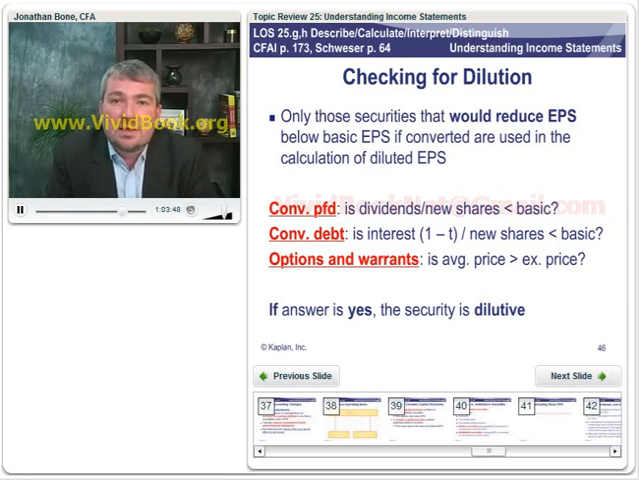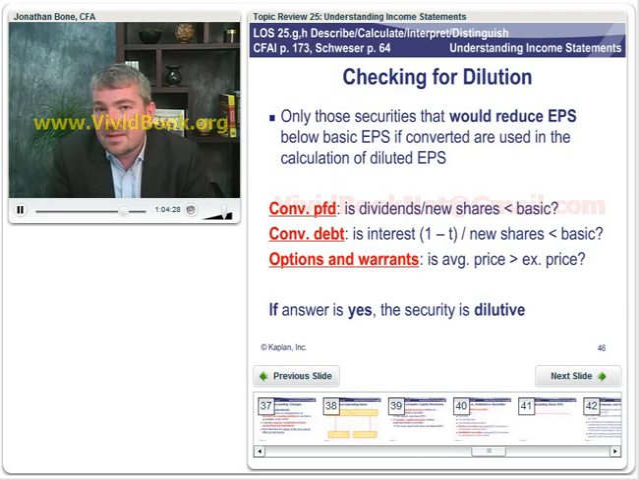We've already mentioned that a security is dilutive if it would cause earnings per share to fall in the current period. In order to identify that, we're going to compare it to basic EPS. Okay, now, essentially, for a convertible preferred stock, remember the impact on the numerator is the dividend saved, and the impact on the denominator is the number of new shares created. If that is lower than basic EPS, it's dilutive. If it's higher than basic EPS, then it's anti-dilutive. And remember, if a security is anti-dilutive, then we ignore it. We only include dilutive securities in our diluted EPS calculation.